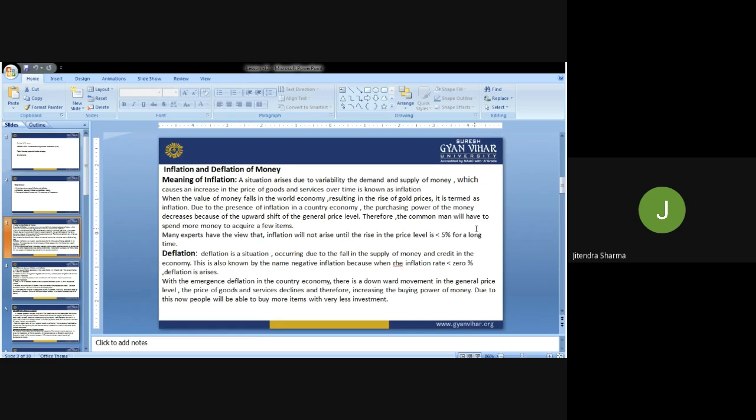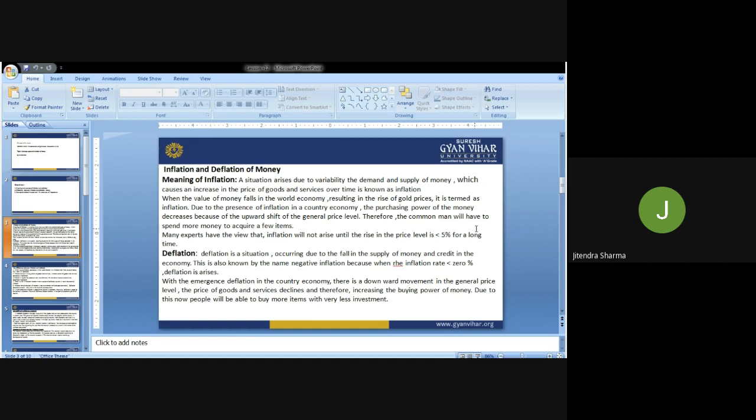Deflation is a situation occurring due to the fall in the supply of money and credit in the economy. If, for any reason, the infusion of money is at a lower level, that situation is what we call deflation. It means the money is not in a proper amount, as per the requirement of the society and the business community. So this is the situation we call deflation.